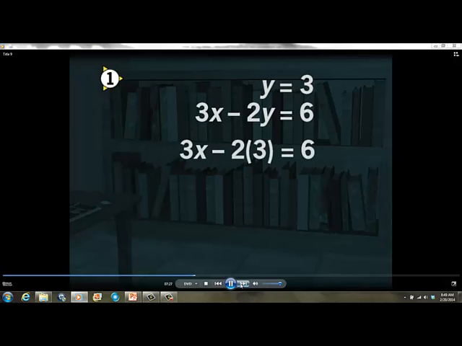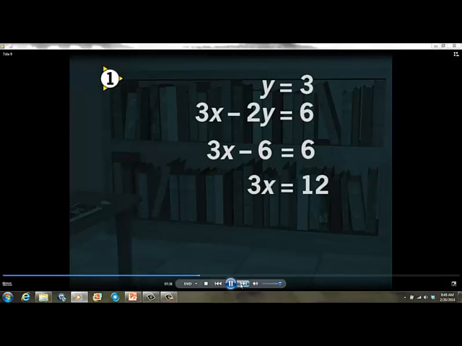Since y equals 3, substitute 3 for y in the second equation. To solve, simplify 2 times 3. Then add 6 to both sides. Finally, divide both sides by 3 to get x equals 4. The solution is the ordered pair 4, 3.